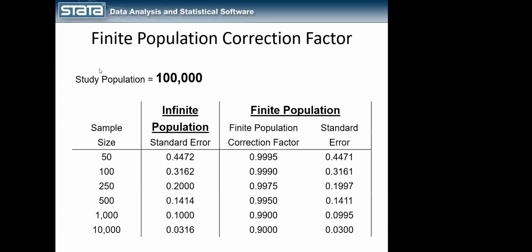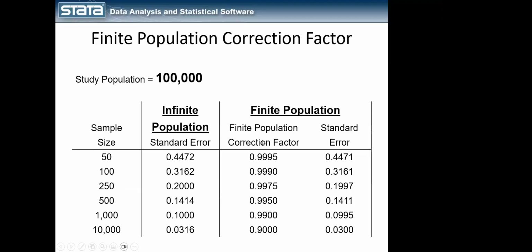Well, the reason that we care is let's look at an example where we have a study population of 100,000. And from that population of 100,000, we could draw a sample size of 50, 100, 250, all the way to 10,000. And in the second column, I've written down the infinite population standard error. And this is completely arbitrary. The numbers aren't important in and of themselves. What we're looking at here is the relative size of the numbers.